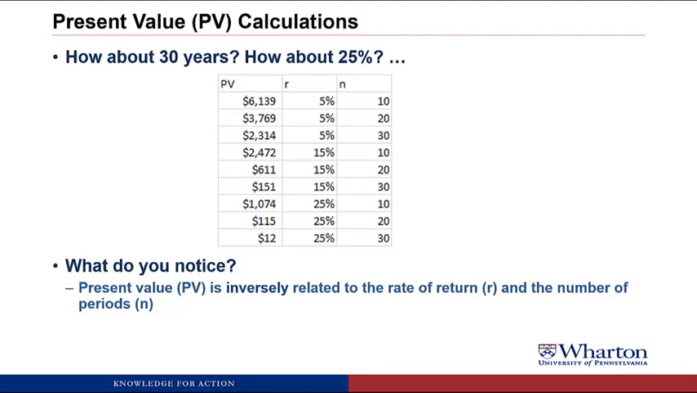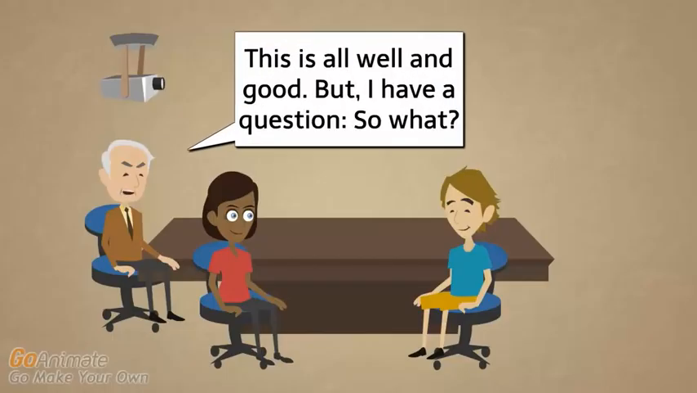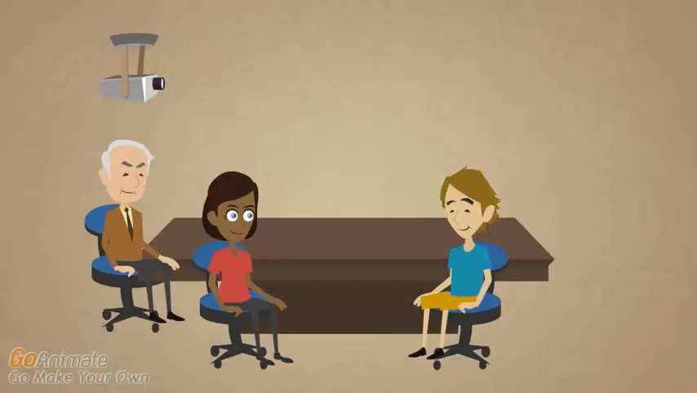And notice that if you got 25% on your bond and you invested 30 years ago, you would have put in $12 to get $10,000 today. This is all well and good. But I have a question. So what? Okay, well, let me give you a so what. We'll look at an application where present value is useful in decision making.